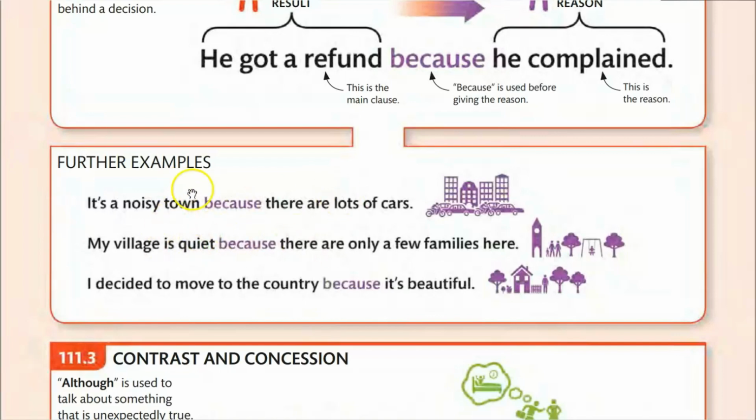Why is it a noisy town? Or, according to the passage, why is the town noisy? And you go and look for the link in the passage: because there are a lot of cars. So you can see that. My village is quiet because there are only a few families there. Why is my village quiet? I decided to move to the country because it's beautiful.